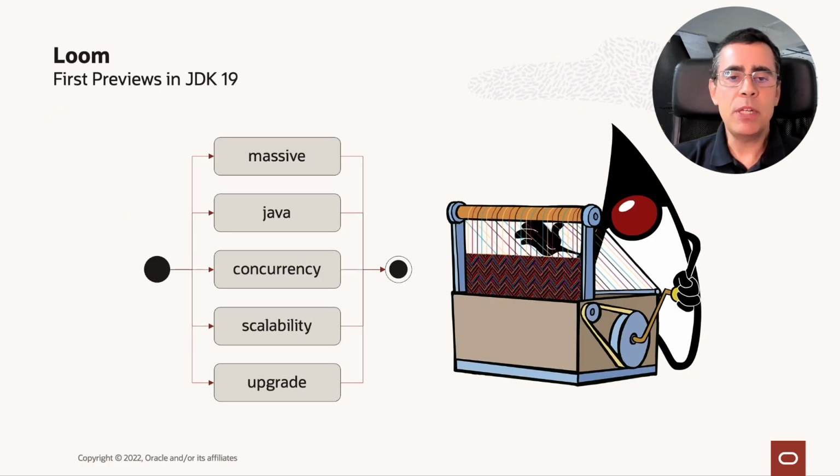The last two JEPs in our list are the first previews that arrive into the JDK from Project Loom. For those that haven't seen any of the Project Loom presentations, Project Loom aims to revamp the Java concurrency model so that it can meet the needs of today's high-scale server applications.